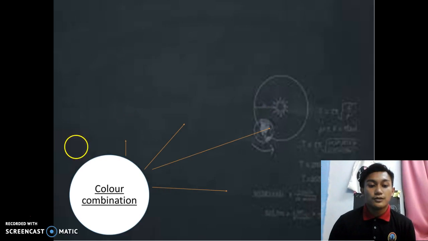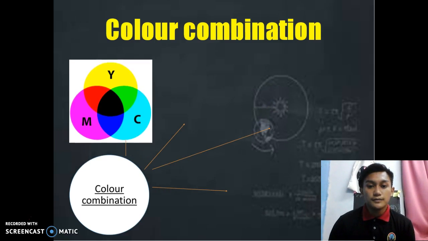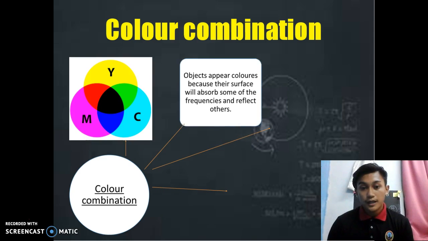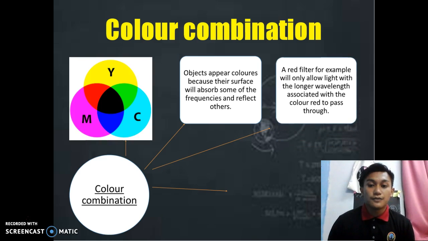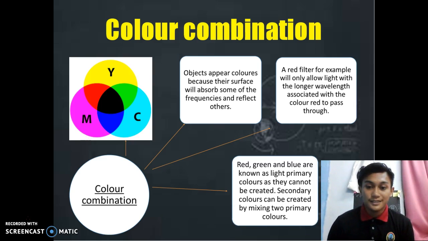Okay, now I show you the color combination. Objects appear colored because their surface will absorb some of the frequencies and reflect others. A red filter, for example, will only allow light with the longer wavelength associated with the red color to pass through. Red, green, and blue are known as the light primary colors as they cannot be created. Secondary colors can be created by using 2 primary colors.